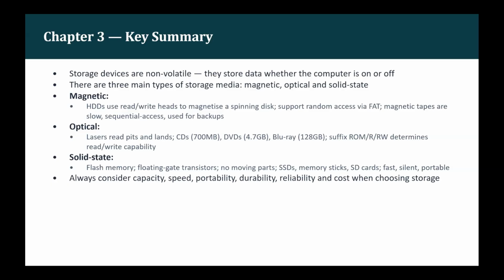There are different CD and DVD types: ROM, which is read only, then recordable ones, and then read and write ones, which determine read write capabilities. Solid state: flash memory, floating gate transistors, no moving parts, SSDs, memory sticks, SD cards; fast, silent, portable. Always consider capacity, speed, portability, durability, reliability, and cost when choosing a storage.